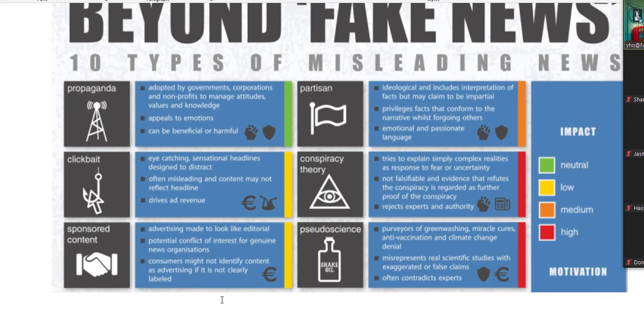These are the different kinds of fake news that occur in American society. Propaganda is adopted by governments and corporations to manage attitudes, values, and knowledge. It appeals to your emotions. In other words, it uses pathos only. It can be beneficial or harmful. For example, China likes to have propaganda. In their newspaper, all they do is give you good news about China, and that's it. When you have a newspaper, you should have both good news and bad news. If you only have good news, that's propaganda.